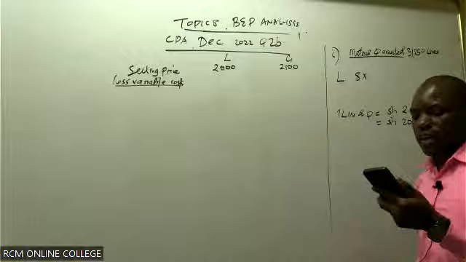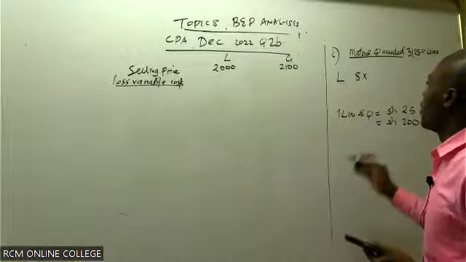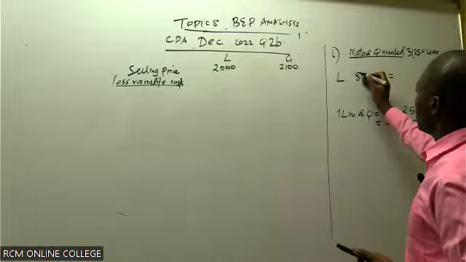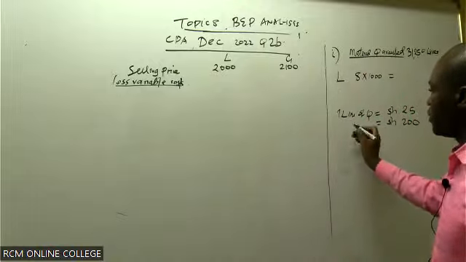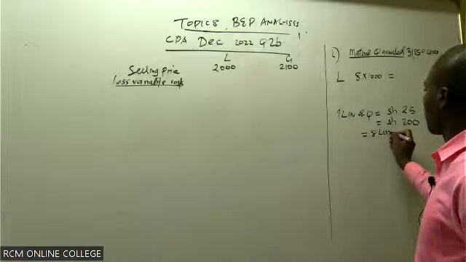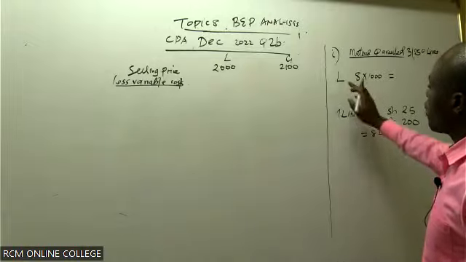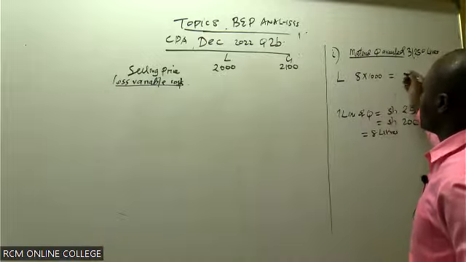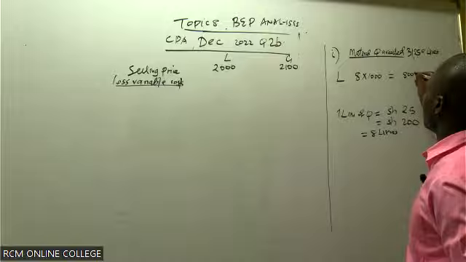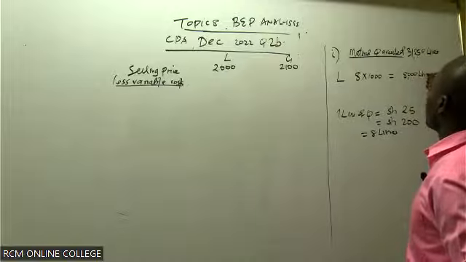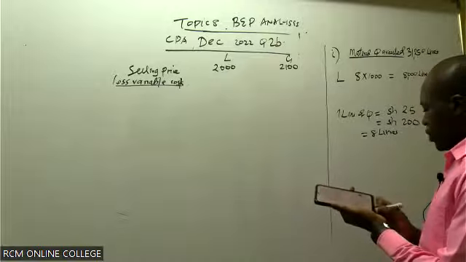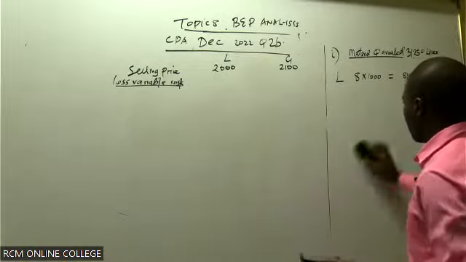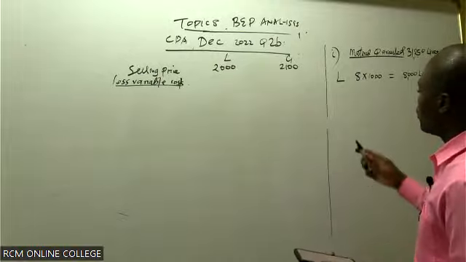How many units of L does the market demand? 1,000 units of L. So if we need 8 liters to produce 1 unit of L, and the market demands 1,000, it means we need 8,000. We need 8,000 liters to produce all the units demanded by the market. That is product L. How about G?